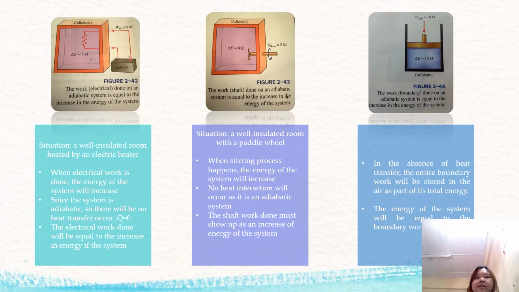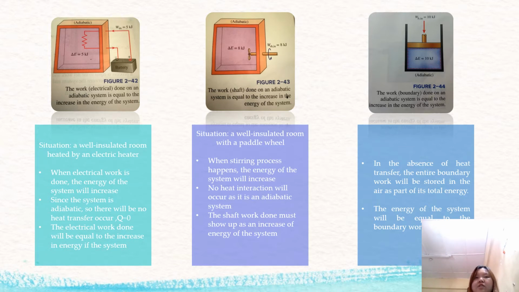Here are some examples that also involve adiabatic processes. Situation 1: a well-insulated room heated by an electric heater. When electrical work is done, the energy of the system will increase. Since the system is adiabatic, there will be no heat transfer, so Q equals 0. The electrical work done will be equal to the increase in energy of the system.